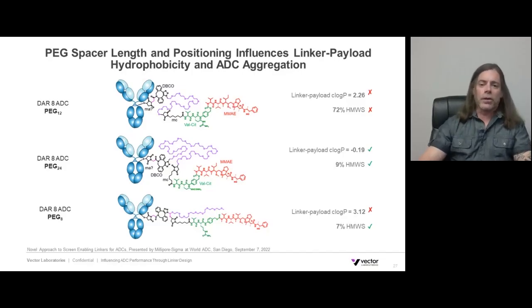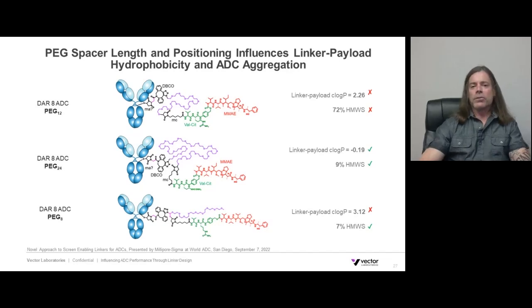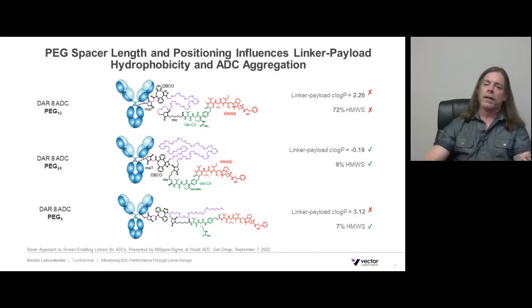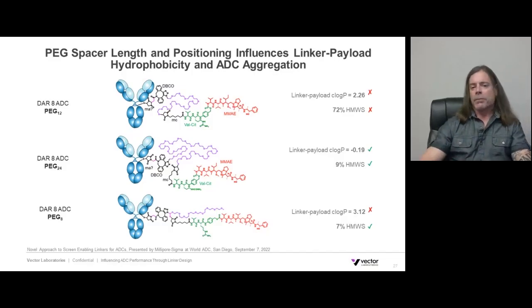But this just goes to show that PEG spacer length and the positioning of that PEG can also influence linker payload hydrophobicity and ADC aggregation, and those two aren't necessarily correlated. And if you have a really problematic combination of reactive group, cleavable trigger, and payload, you might have to optimize both of those variables.